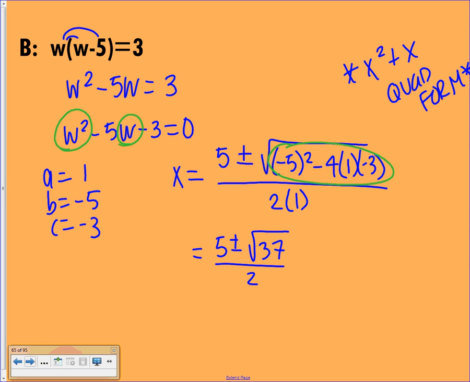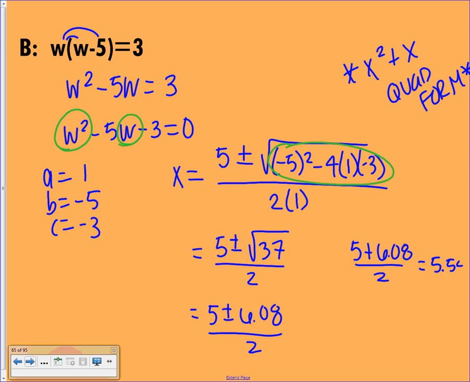Okay, so your first step is to find the discriminant. The next step is to actually take the square root. So you're going to round to about 2 decimals, so 6.08 over 2. Okay, and these are all the steps I'm looking for on your tests and quizzes, so I need to see every single one of these. From here, you need to find your two answers. Your first answer is 5 plus 6.08 divided by 2, which will give me 5.54. Your second answer is 5 minus 6.08 over 2, which will give me a negative 0.54.